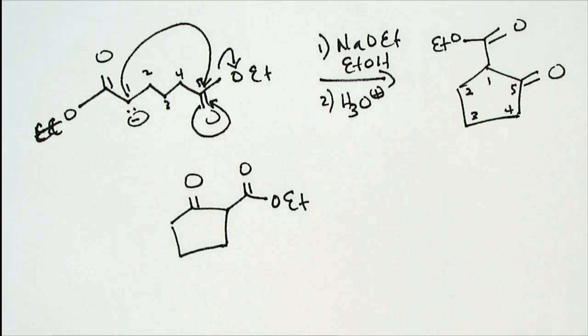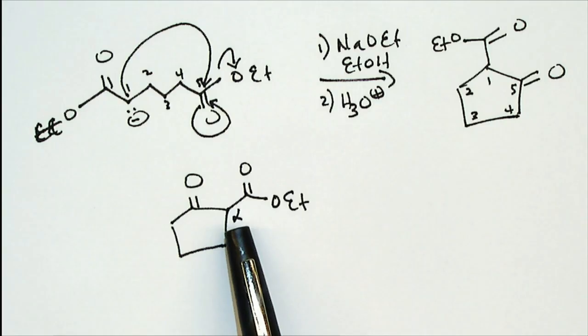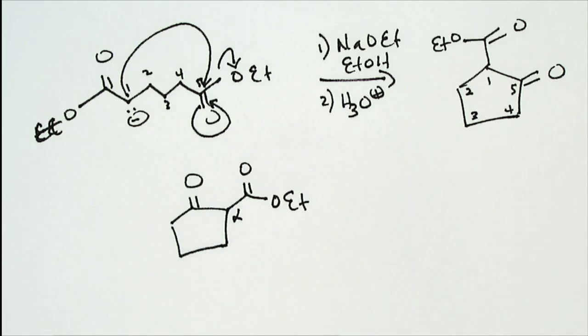For example, this alpha position, which is in between the two carbonyls, is quite acidic, and I could attach an alkyl group here and then subject that to some acid and heat and carry out a decarboxylation reaction. And we have the lecture video that goes along with that.